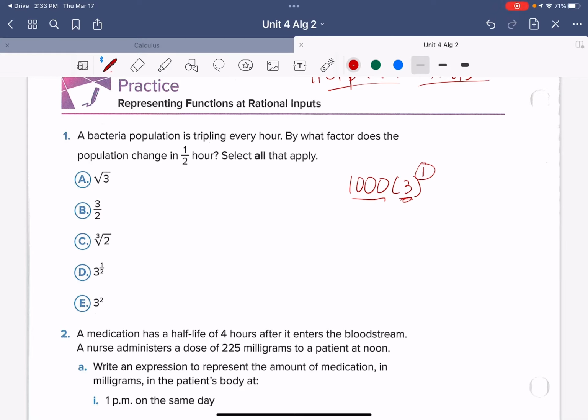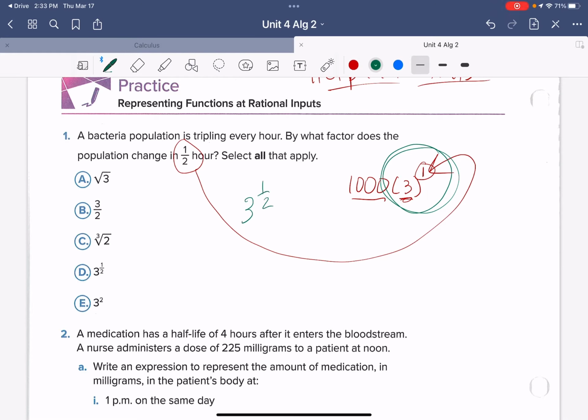So what's going to be the multiplying factor if it's a half an hour? Well, you're going to put in 1/2 for that spot. So we're going to multiply by the 3 with the new power of 1/2 instead of 1 hour. So you're going to do 3 to the 1/2 power. That would be for a half an hour. So you got to find the 2 answers that represent that. Well, here's one, and there's one more.